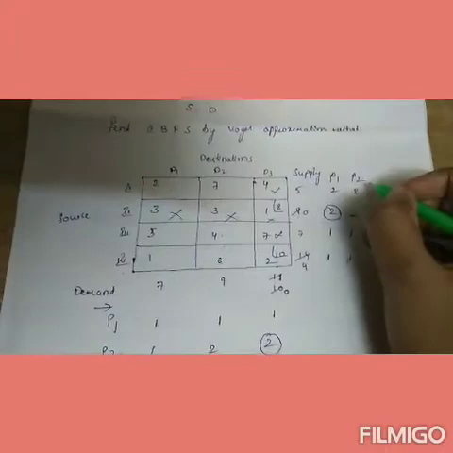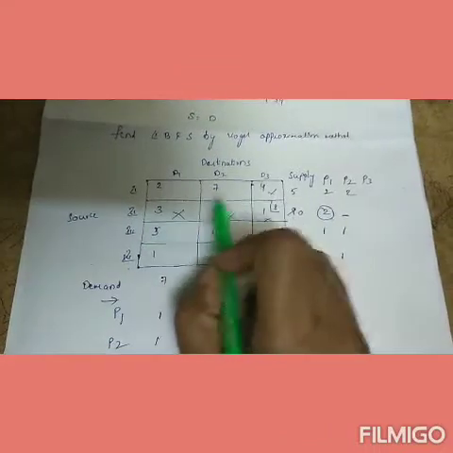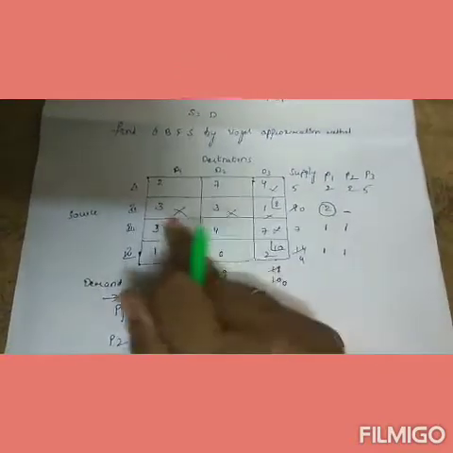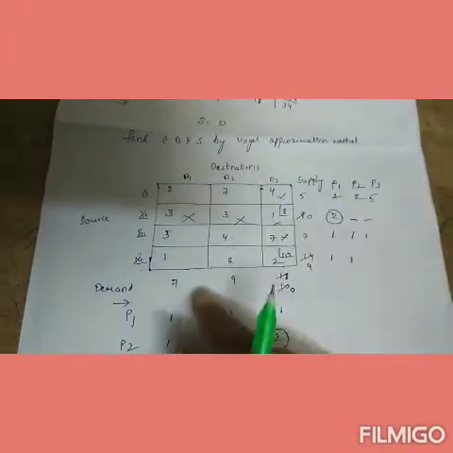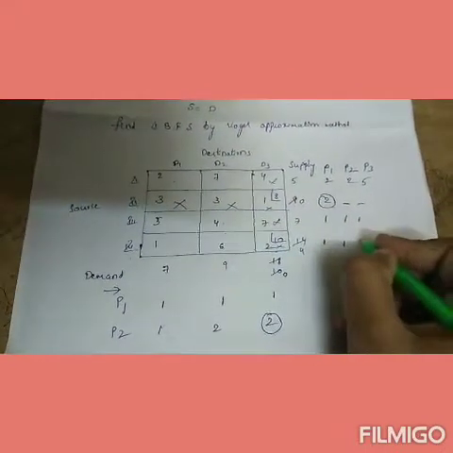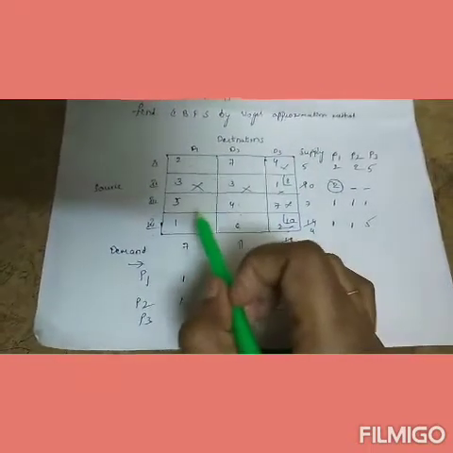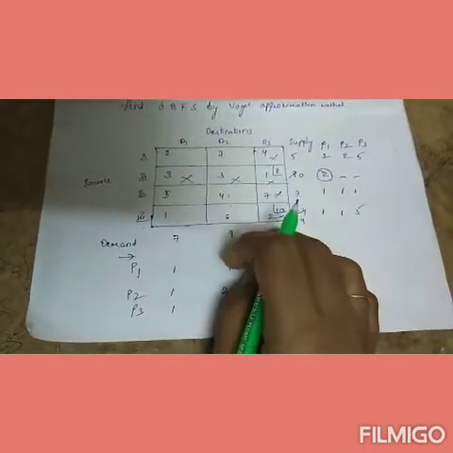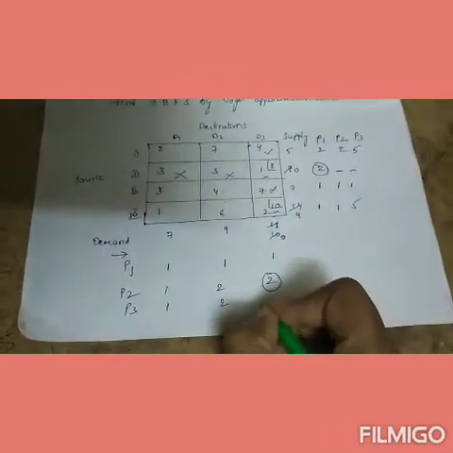Okay, now P3. 7 minus 2 is 5, and this row is not there. Next, 5 minus 4 is 1, and this cell is cancelled because of 6 minus 1 is 5, and P3. 1 and 2 is 1, and next 6 and 4, 6 minus 4 is 2, and this row is cancelled.